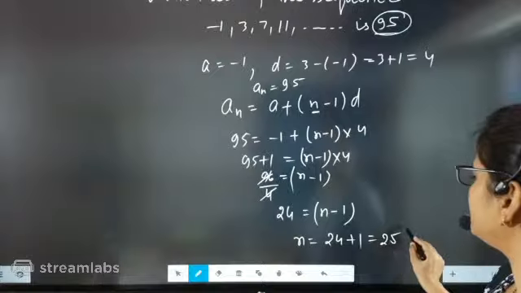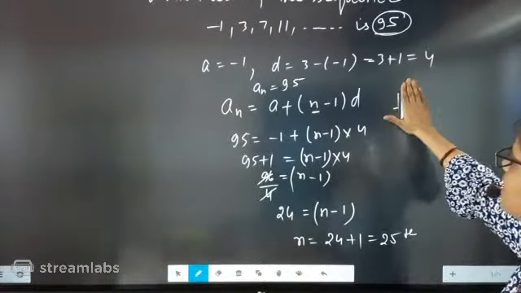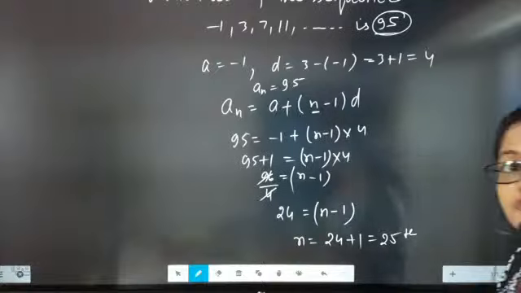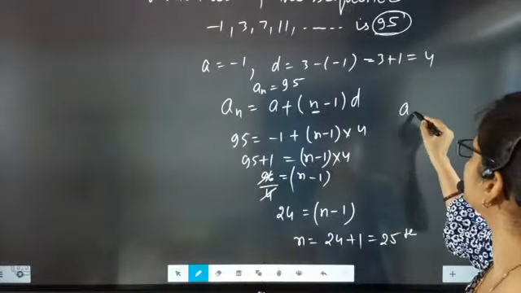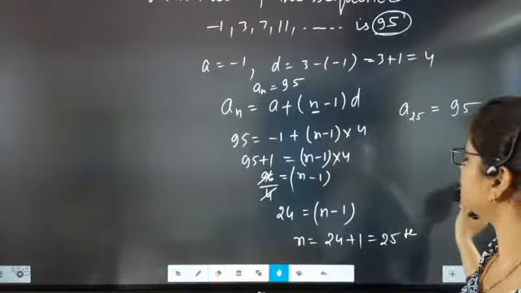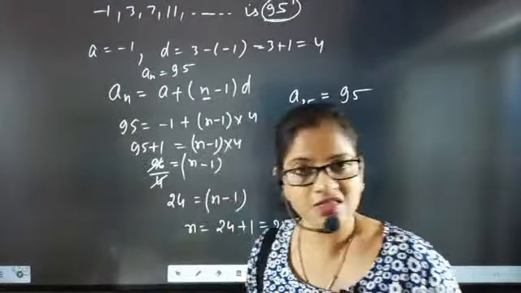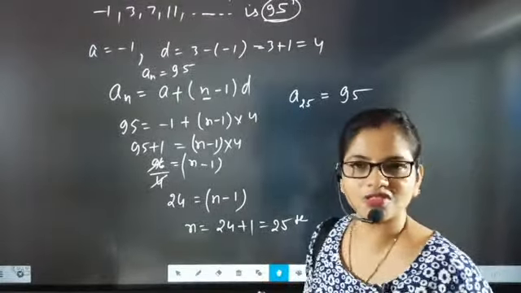So exactly 25th term. Which term has value 95? The 25th term. So the A25 term value is 95. If somebody tells us this, are we going to trust that person?